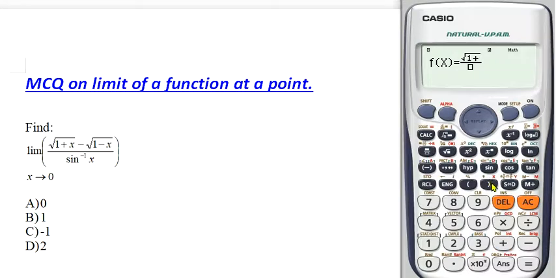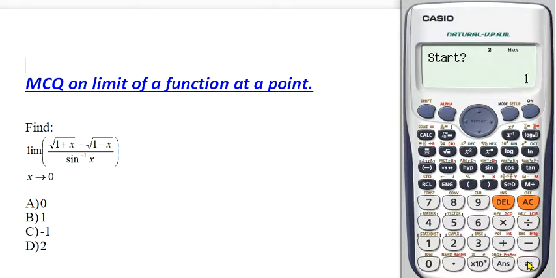minus square root of 1 minus x, and let's jump to the denominator. In the denominator, sine inverse x. Press shift and sine to get sine inverse x. I'm just typing the function here and then pressing the equals button. For g(x), only one function is given here, so there is no need to give an input for g(x). Let it stay blank, and press equals.